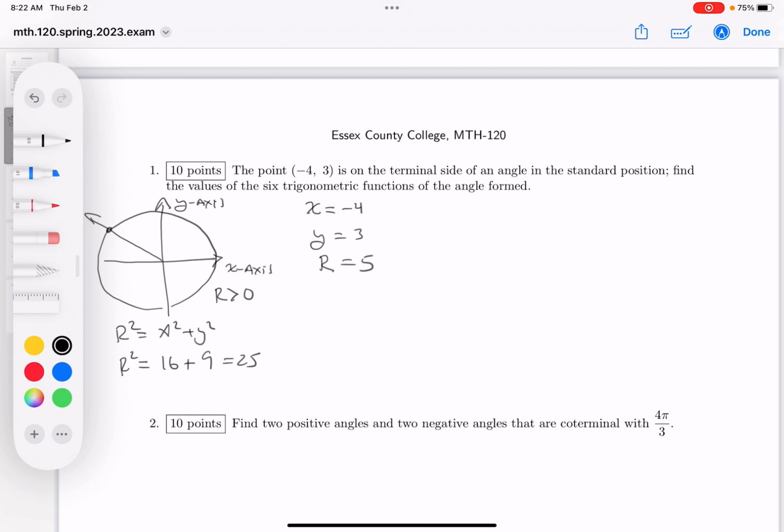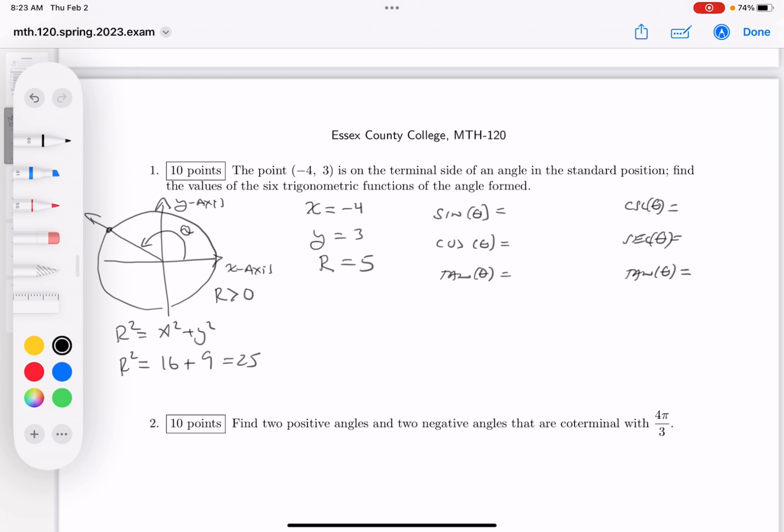Now what do they want us to do? They want us to find the values of the 6 trigonometric functions of the angle formed. Well, this is the angle that's being formed over here. That's theta. So it's going to be sine of theta, the cosine of theta, the tangent of theta. Oops, that's theta, not 0. And then you've got the cosecant of theta, the secant of theta, and the cotangent of theta. All right, one thing at a time. If you don't know the definition, it'd be hard to answer these questions.